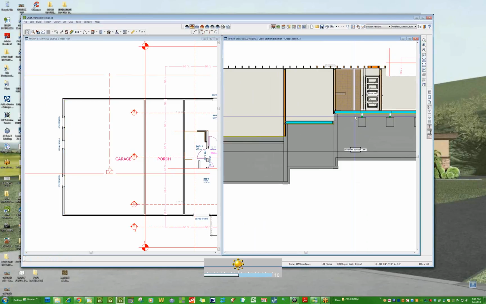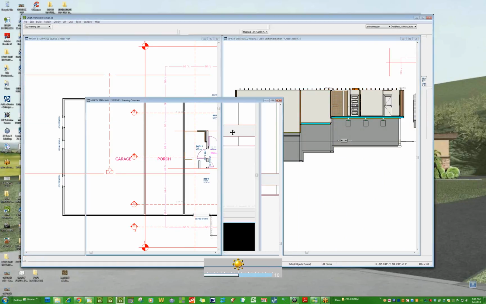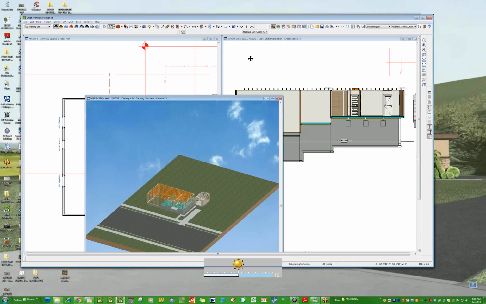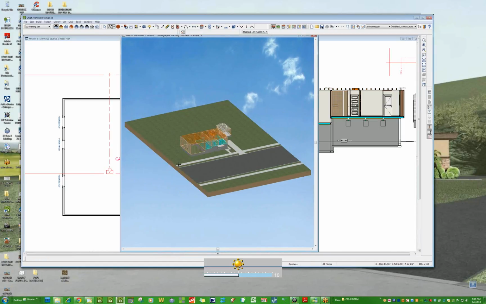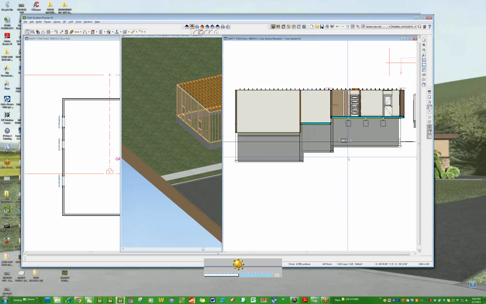Now, here's a situation here. I did this video before, but my computer messed up. I have this floor right here. Alt J. Here it is right here. Oh, why don't I see my slab? Why don't I see my slab?